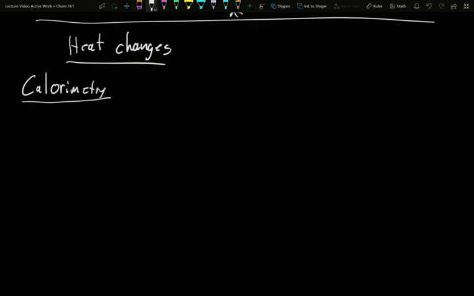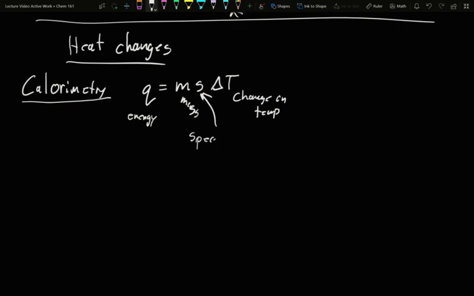Calorimetry, measurement of the calories, the heat energy. Q equals m s delta T. Q is our energy, specifically our heat energy. M is our mass. Delta T is our change in temp. And s is our specific heat. Sometimes a small c will be used. Just depends on your book.